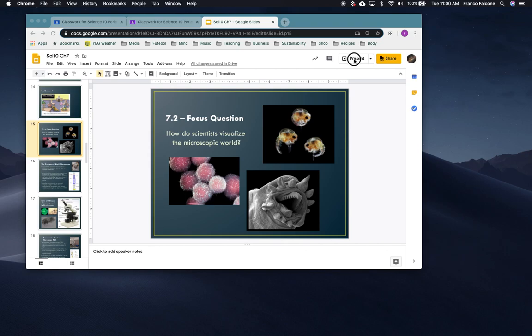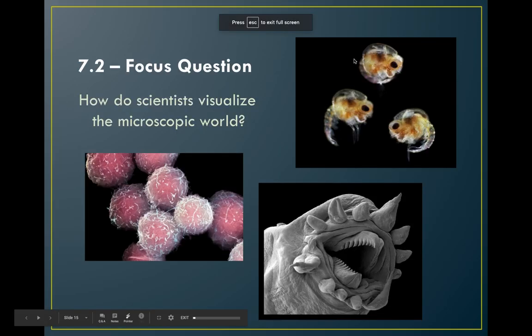All right, welcome Science 10. This next lesson will be regarding microscopes. So how do scientists visualize the microscopic world? Obviously through microscopes. There's many types of microscopes. We'll take a look at different types today.